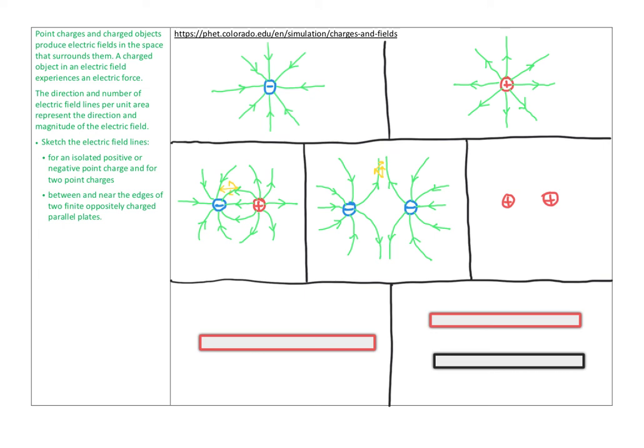And then for two positive charges, it's basically the same shape as two negative, but the arrows are all going in the opposite direction. So let's draw the lines in first this time. And because it's positive, they're all going away.